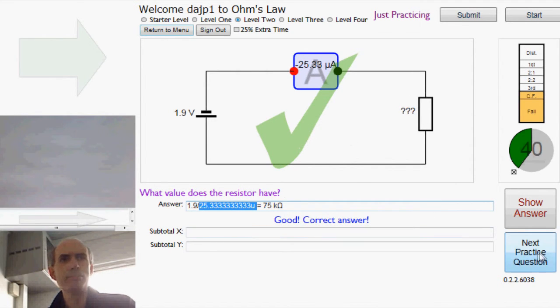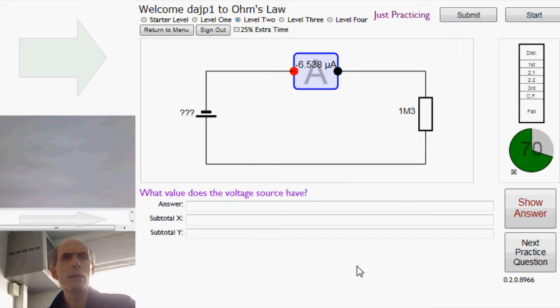I'll just do one more. What value does the voltage source have here? And this time the current is flowing anti-clockwise. It's a negative current. It's flowing in through the black and out through the red. So it's flowing from the negative terminal here to the positive terminal of this voltage source, which is the normal direction that current flows through a voltage source.